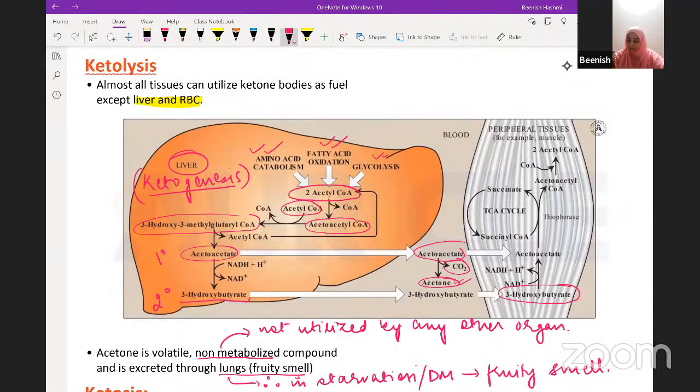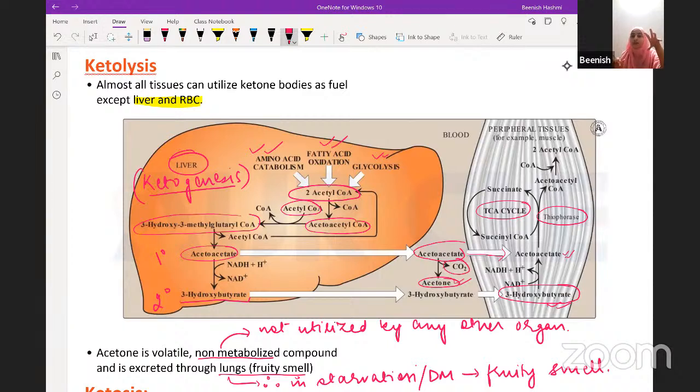Now, what happens here? Either acetoacetate can directly reach the peripheral tissues, or 3-hydroxybutyrate reaches peripheral tissues. If 3-hydroxybutyrate reaches peripheral tissues, it is first changed into acetoacetate. This acetoacetate is acted upon by the enzyme thiophorase, and it accepts CoA from succinyl-CoA. So succinyl-CoA gives its CoA to acetoacetate to form acetoacetyl-CoA, and itself forms succinate. This succinyl-CoA changing into succinate step is a part of the TCA cycle.